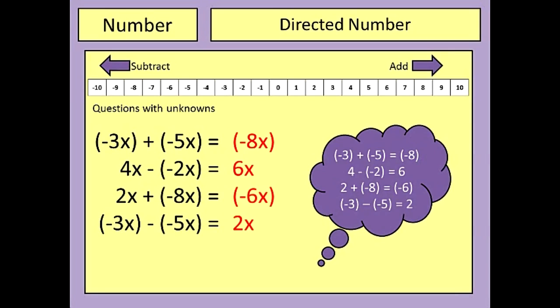Well done if you got all of the questions in this video correct. Directed number is a really key skill that you will need to master, not only for grade C but for the higher level grades as well.